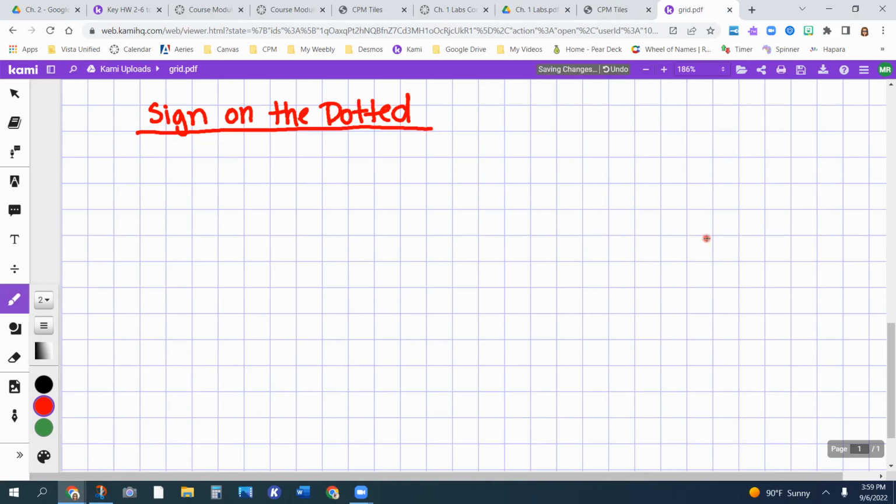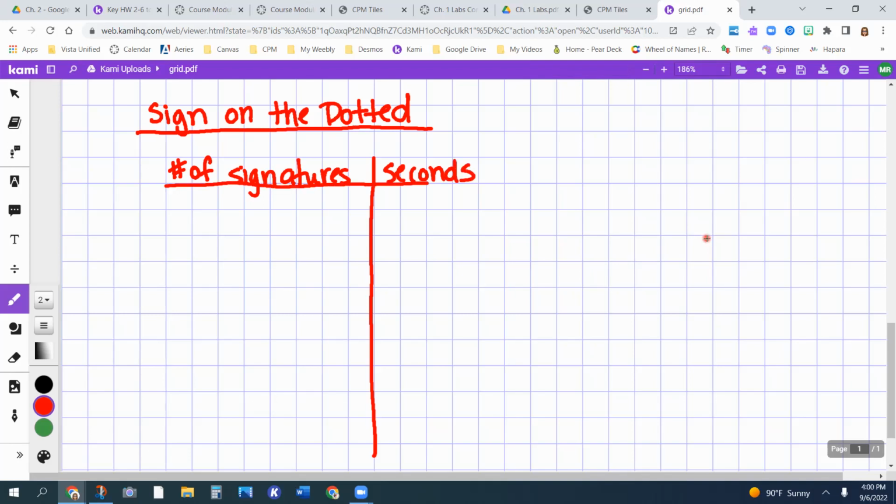And if they want, they can get a whiteboard pen from the tubs and do it on the whiteboard desk or on a piece of paper. And what we're going to do is we're going to record the number of signatures and how many seconds it took. And they want us to do 2 signatures, then start all over, do 3 signatures, then start all over, do 5 signatures, then start over, do 7 signatures, and then 10 signatures.